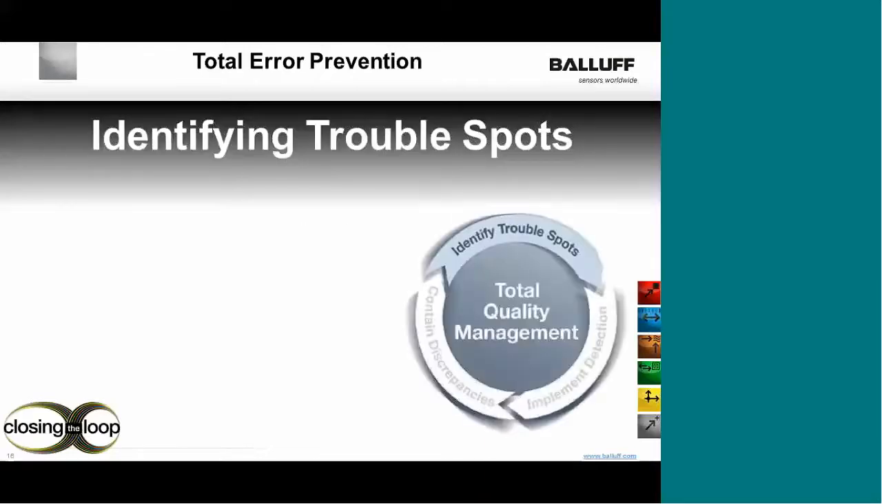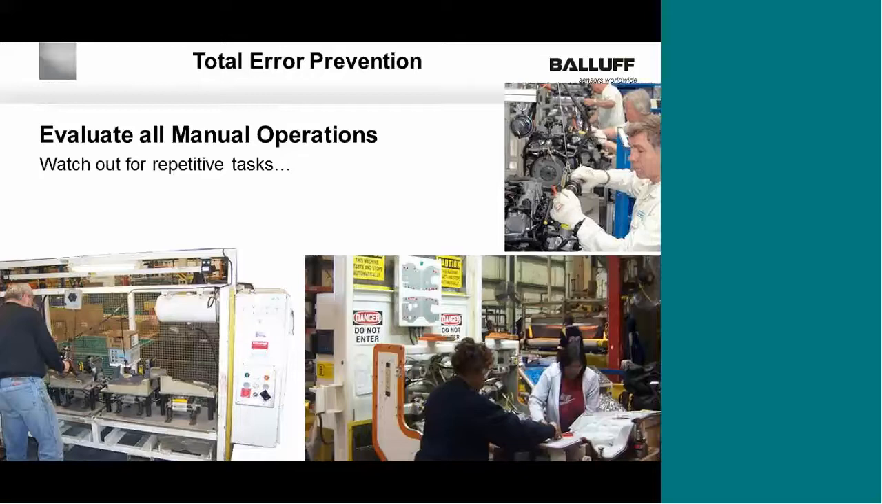So identifying trouble spots. The first step is to look at all manual operations, and where there are repetitive tasks, that's a problematic area where faults can commonly occur. That's where parts are often installed. There's a sequencing process involved. There may be color recognition involved, and manual data entry involved. Those are all areas in which errors can occur with a high probability.